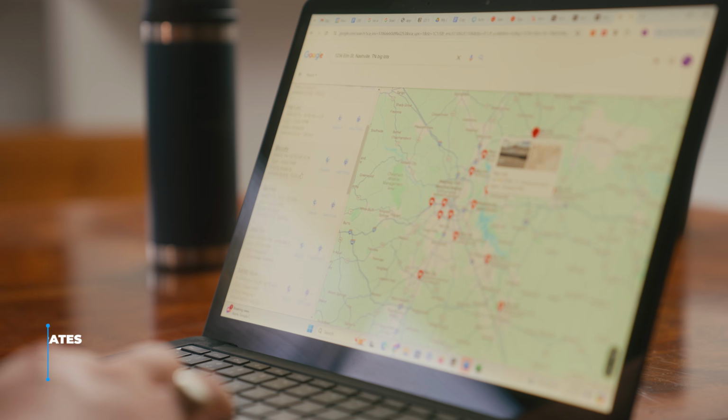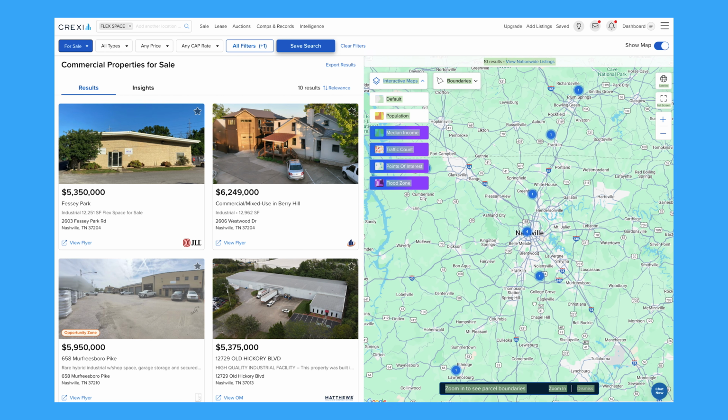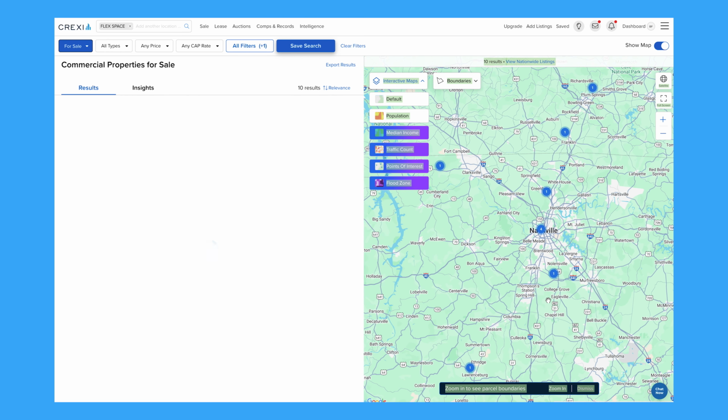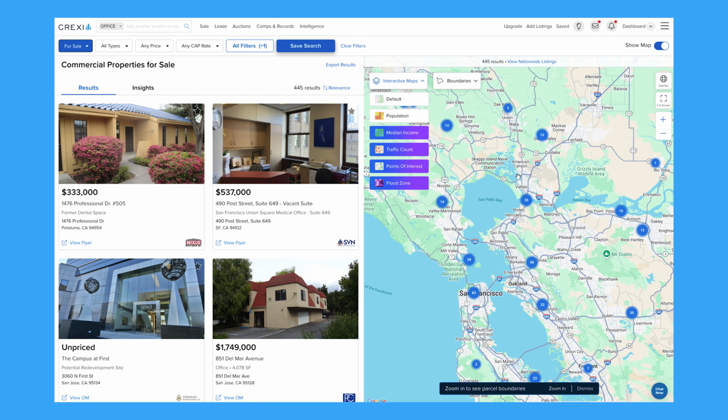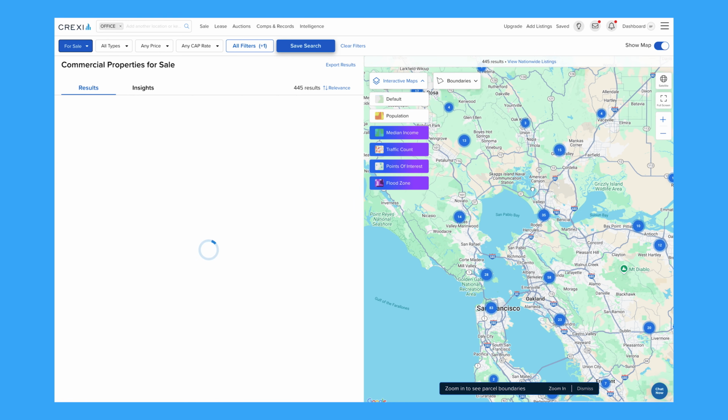A couple of other important metrics that you should always take a look at are your vacancy rates and your demand. For example, if we look at flex space available in Nashville, there's almost nothing on the map. But if I go to office space in San Francisco, you can see how overwhelming the amount of spaces are in the market. The fewer spaces that are available, the higher the demand is, and the more likely that you're going to be able to get a space actually leased out.